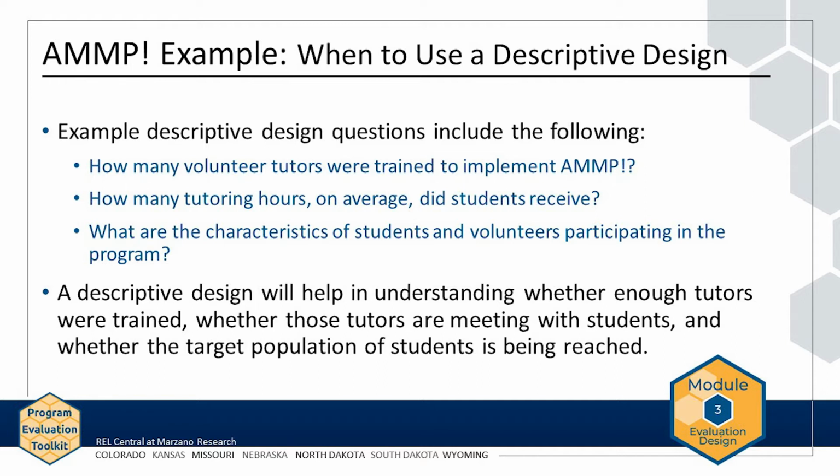Example descriptive design questions include the following. How many volunteer tutors were trained to implement AMMP? How many tutoring hours on average did students receive? What are the characteristics of students and volunteers participating in the program? A descriptive design answers descriptive questions. The descriptive design for AMMP will help the evaluation team understand whether enough tutors were trained, whether those tutors are meeting with students, and whether the target population of students is being reached.